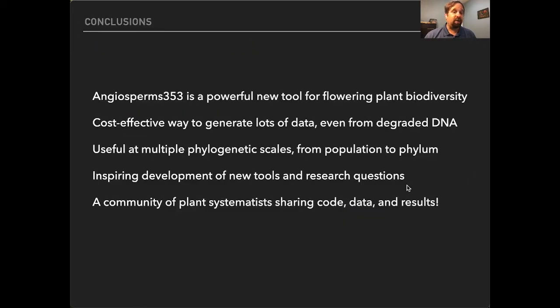In conclusion, I hope that I've shown that Angiosperms353 is a powerful tool for flowering plant biodiversity studies. It's a cost-effective way to generate lots of sequence data, even from degraded DNA like herbarium specimens, and is useful at multiple phylogenetic scales, within populations and across all angiosperms. Finally, I'm encouraged by the way in which Angiosperms353 is inspiring new development of tools and new research questions, with the same spirit of shared data and code that helped earlier tools like rbcL become successful.